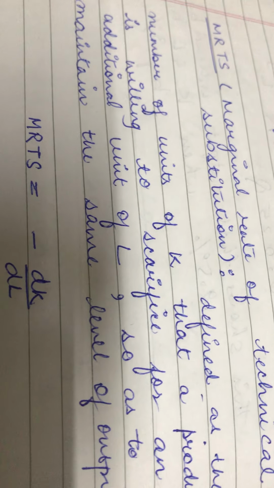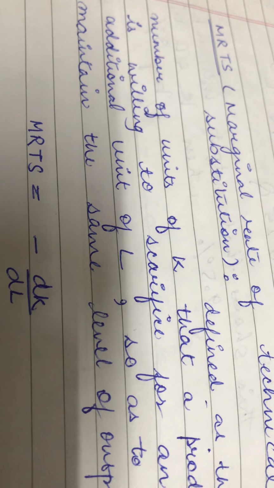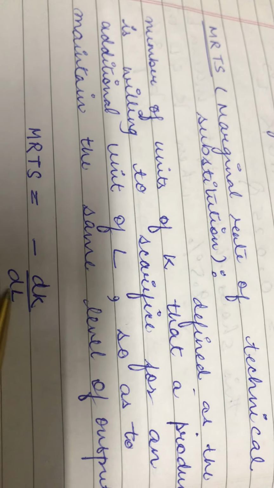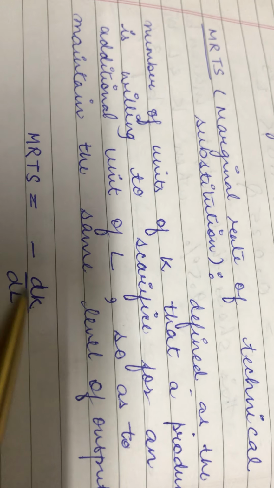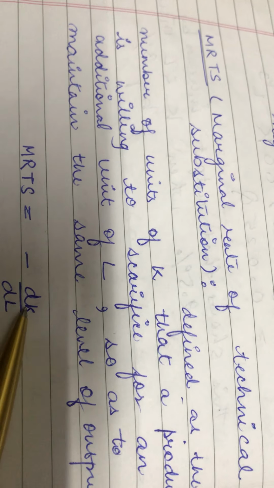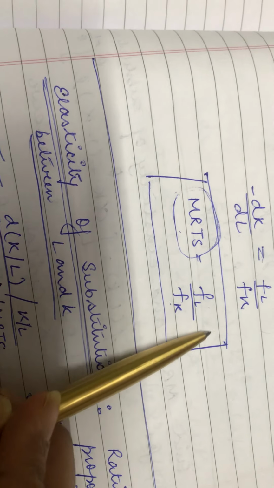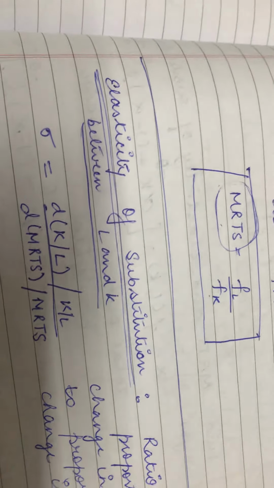Marginal word तभी add होता है whenever we are talking about one additional unit. So marginal rate of technical substitution is basically because for one additional unit of labor, how many units of capital I'm willing to give away is defined by marginal rate of technical substitution, which we have just defined that it is equal to FL by FK.